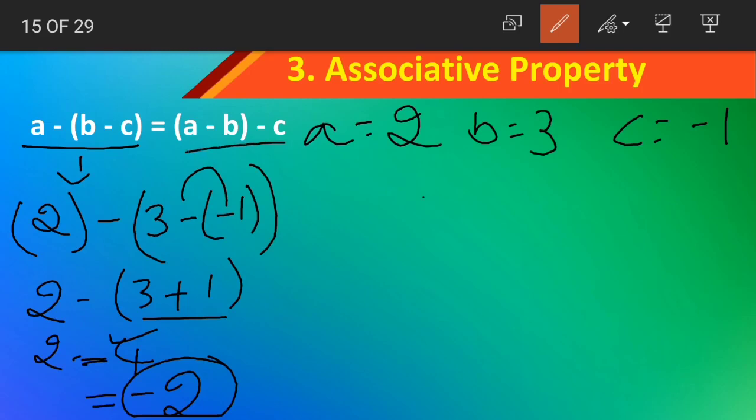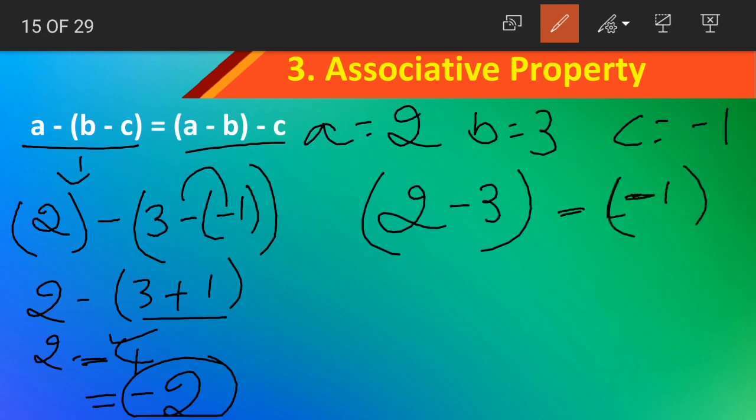Moving to the RHS. 2 minus 3 brackets close, then brackets subtraction minus 1. As 1 has a sign of its own, we are opening a bracket here. 2 minus 3 is what? The signs are different, so we'll subtract the smaller number from the larger number. 2 minus 3 is 1. 3 is the higher number which has the negative sign, so the answer will have the negative sign.